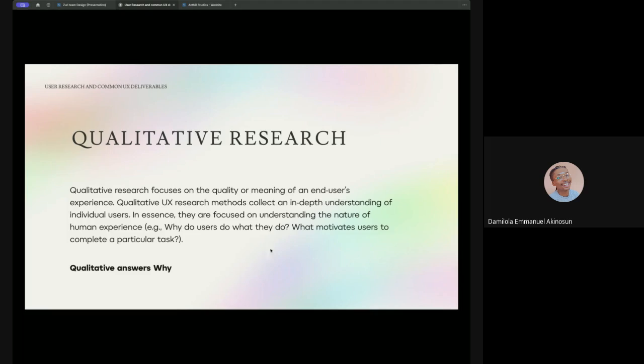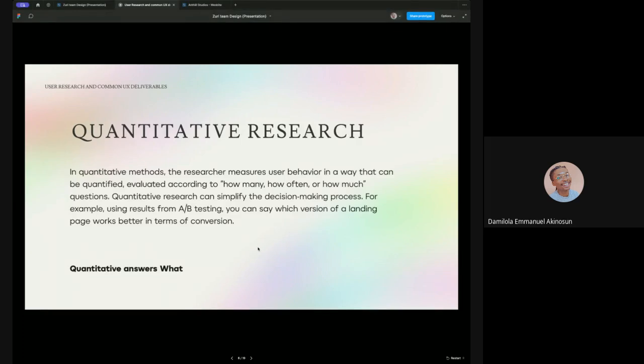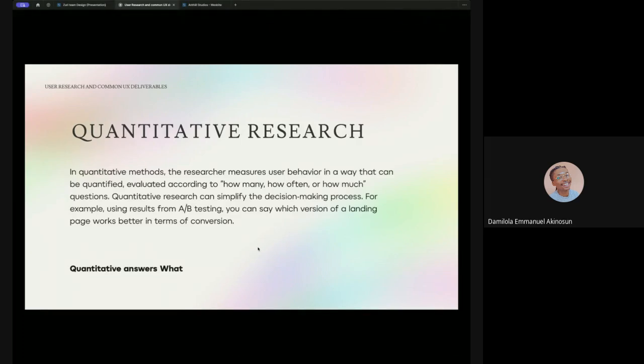Now, if we move on to talk about quantitative research, basically the quantitative research focuses on how many, how often, how much, right? It focuses on what. So while the other one focuses on why, this focuses on what.